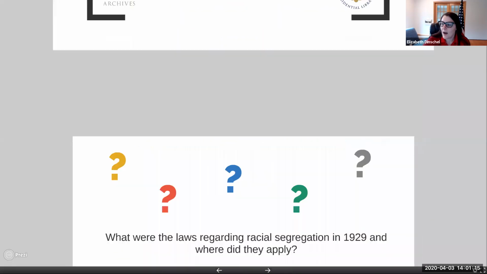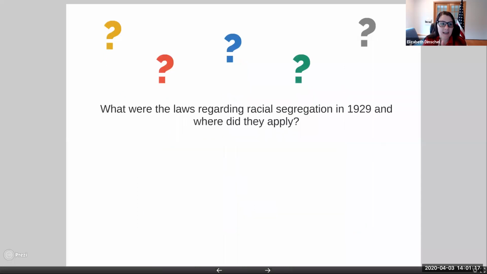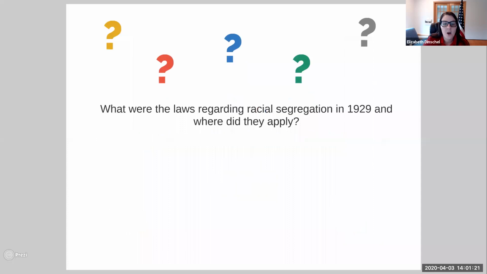So I want us to start off today. I want you guys to go into the chat bar for me. What were the laws regarding racial segregation in 1929 and where did they apply? So you guys have to think about this. 1929, what were the laws regarding racial segregation and where did they apply? You can put some answers in the chat bar here and I will take a look at them.